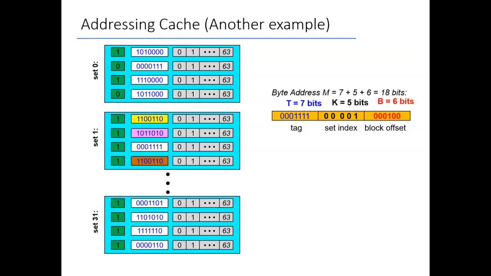Is it 4? Yes, there are 4 ways. This is way 0. Very good. Way 0, way 1, way 2, and way 3. Okay. How many bytes are there per block?